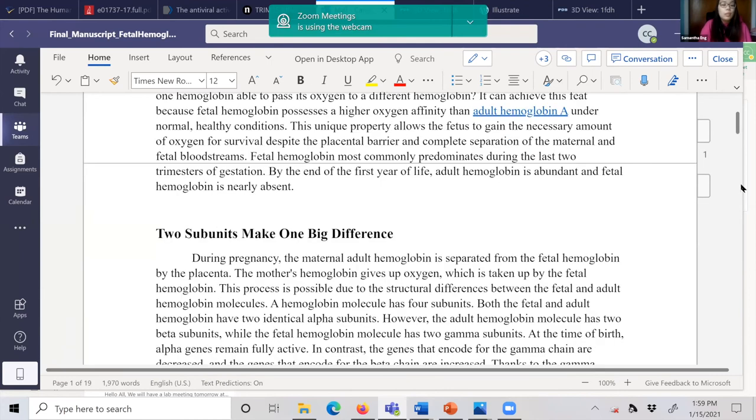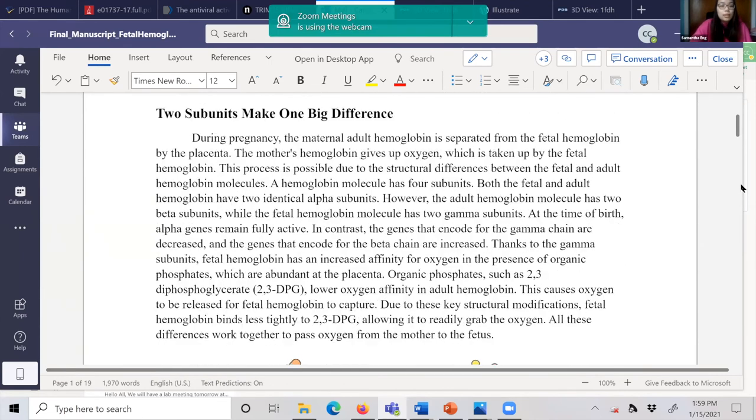Two subunits make one big difference. During pregnancy, the maternal adult hemoglobin is separated from the fetal hemoglobin by the placenta. The mother's hemoglobin gives up oxygen, which is taken up by the fetal hemoglobin. This process is possible due to the structural differences between the fetal and adult hemoglobin molecules.